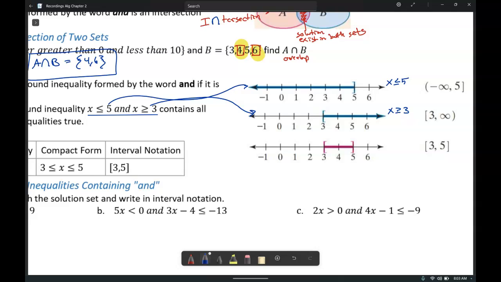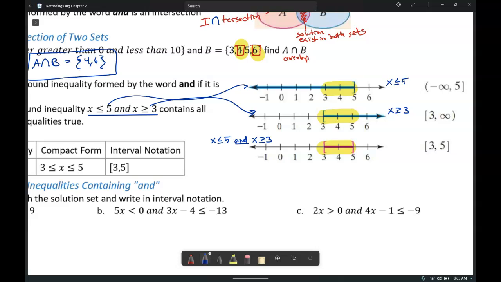When we have x ≤ 5 and x ≥ 3, what we do is stack our number lines here, and we can see what area they have in common. We see this overlap that exists between the values 3 and 5. So the solution to the compound inequality, that x has to be less than or equal to 5 and x has to be greater than or equal to 3, we find that it's all the values from 3 to 5.